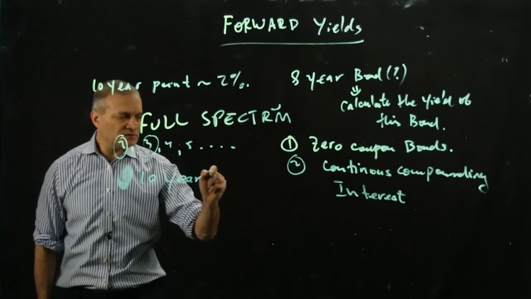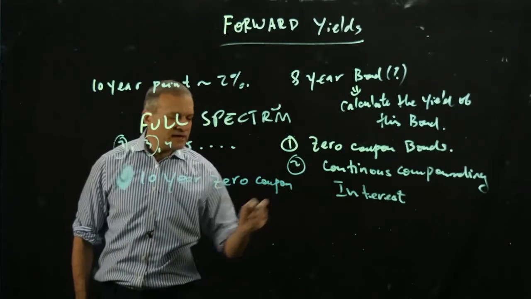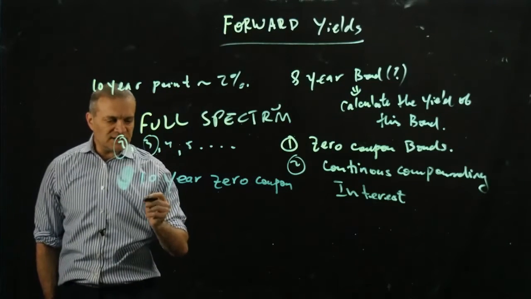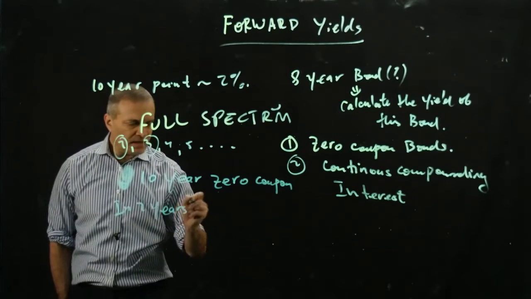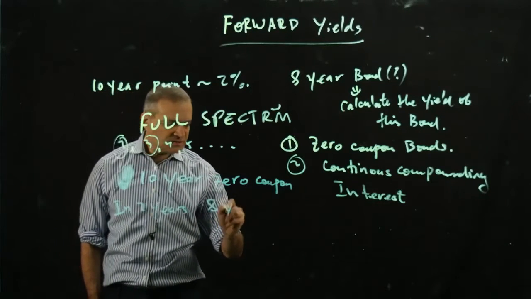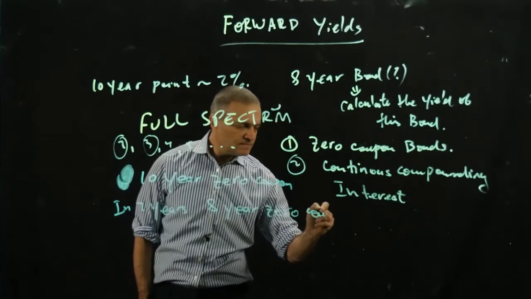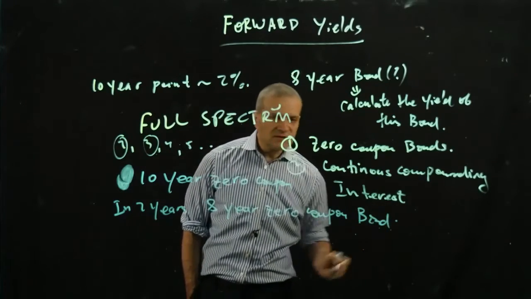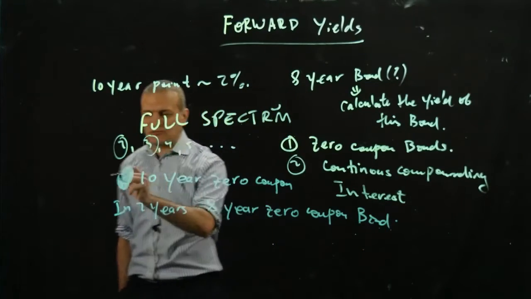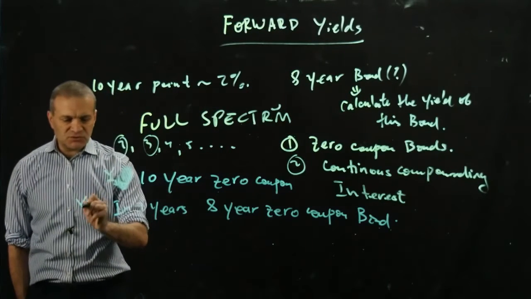So now let's assume first that you have a 10-year zero coupon bond, and in 2 years it is going to be an 8-year zero coupon bond. So we ask, if I have a yield 1 here, what will be yield 2 here?